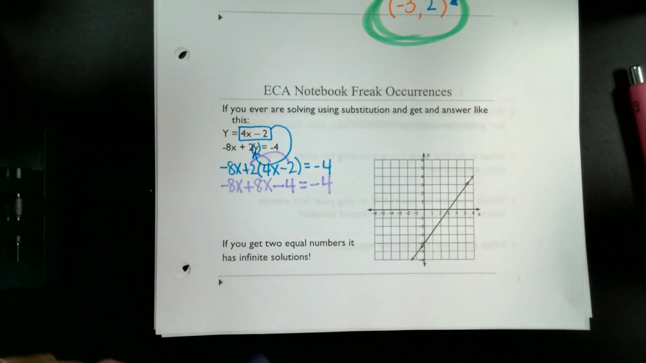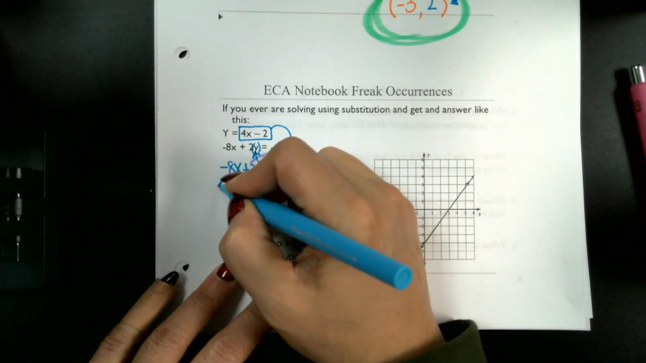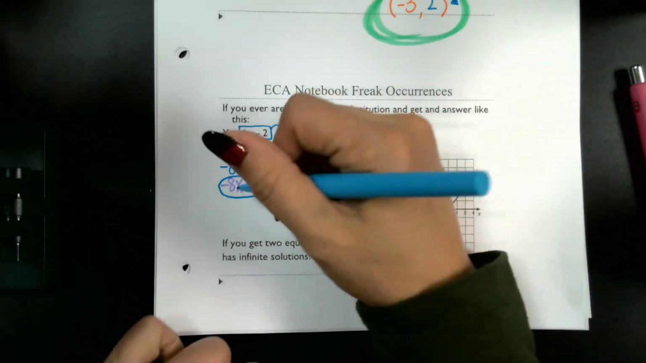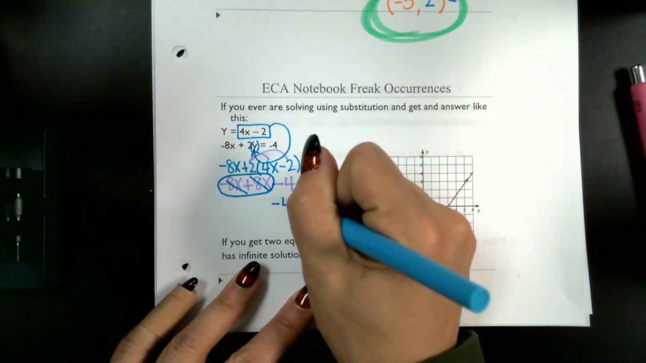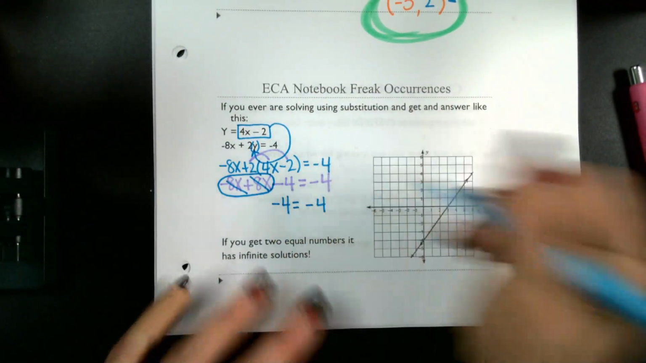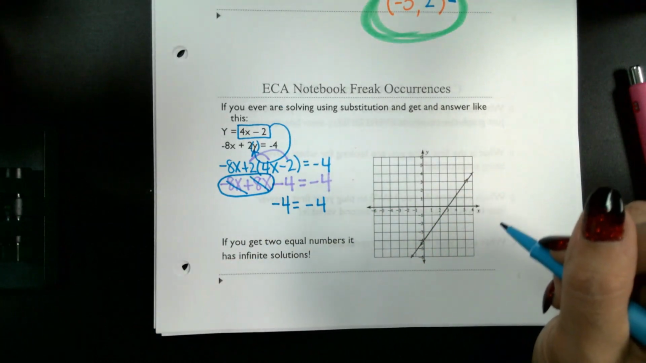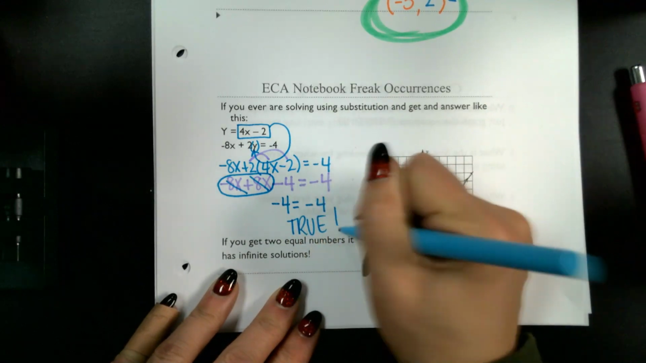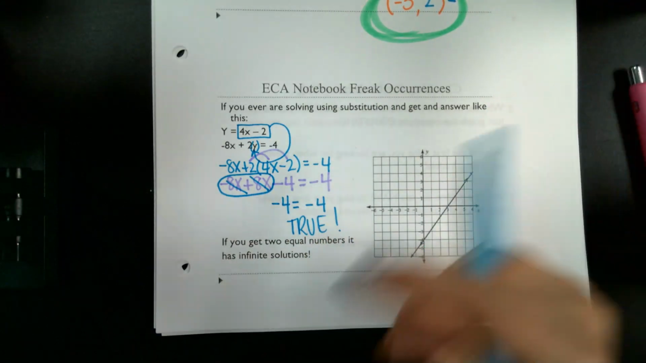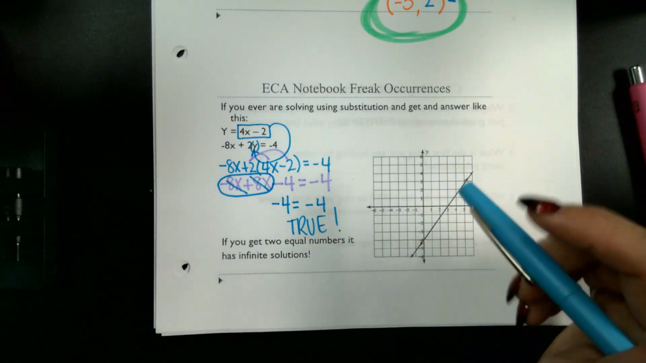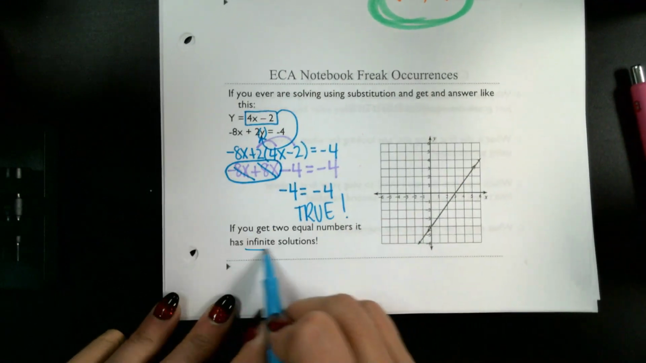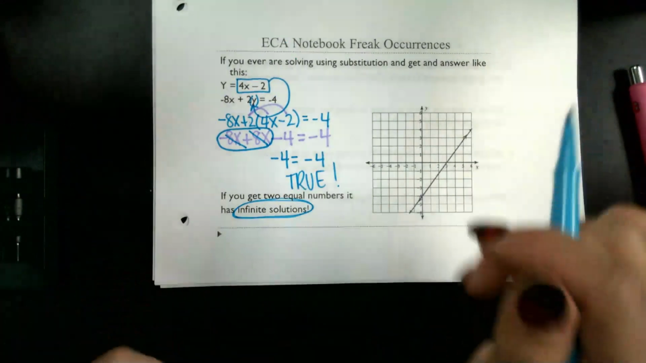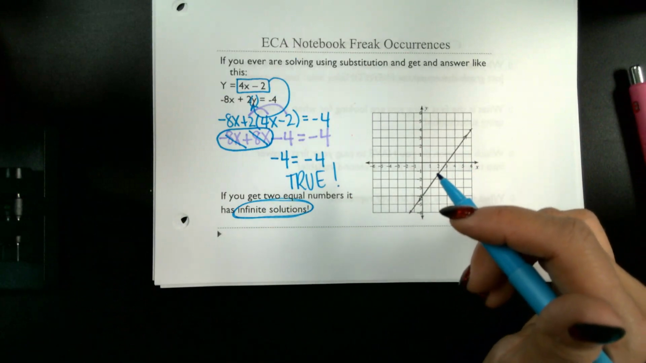Now look what happens. If I pair these two up, what happens? Don't they cancel each other out? Okay, so look, you get a statement that says negative 4 equals negative 4. Is that true? Does negative 4 equal negative 4? Okay, if that is a true statement and all of your x's have disappeared, what that means is it would be one of those problems where there are infinitely many solutions.